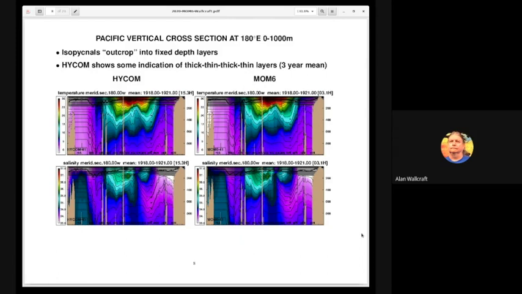One issue with the algorithm we're using for entrainment and detrainment is that you can get thick, thin layers in HICOM. And if you look at 40 North, you can see that's happening here. Now remember, this is a 3-year mean. So that means those layers that are thin in this plot are always thin. And so essentially they degenerated. We do effectively have less, in that area we have less degrees of freedom than we think we had.